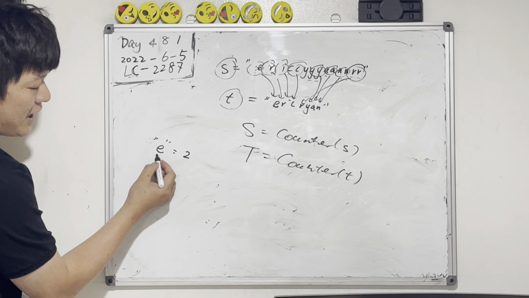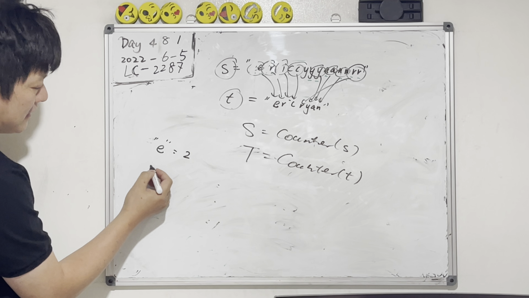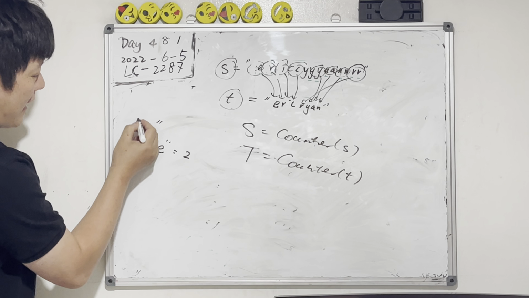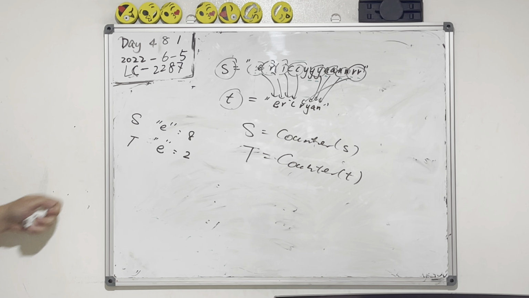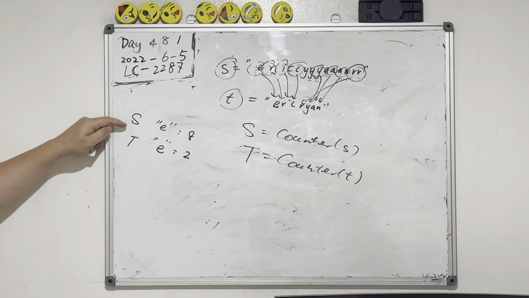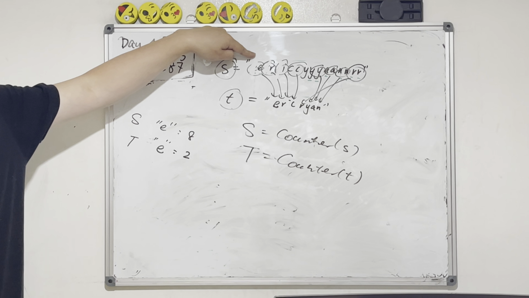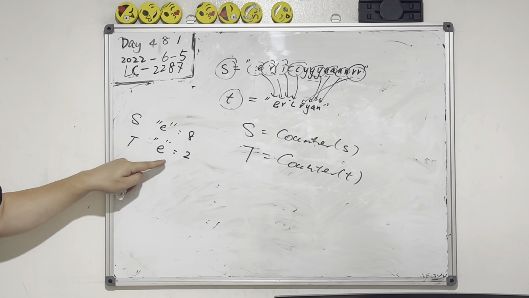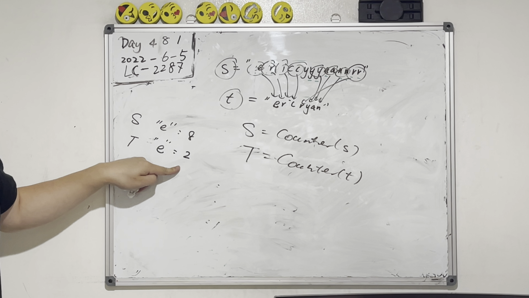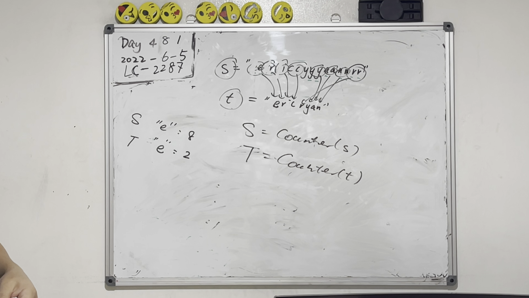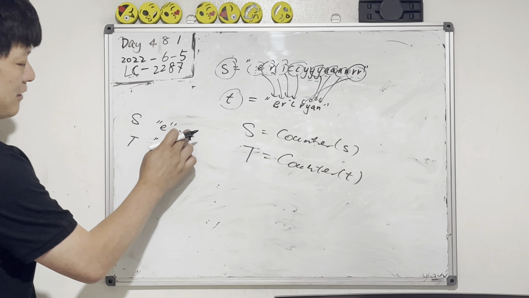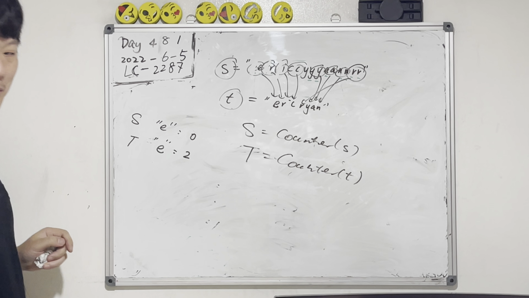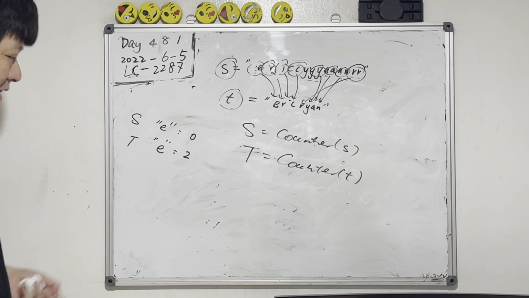So look, E is 2 times here in T, and this is S, this is the target. In S, E is 8 times. So how many copies can we make? If there are 8 times E in S, and 2 times E in the target, how many copies can we make? 4. Yeah, exactly. So Ryan, you mentioned if there's no such letter in S. If this is 0, how many copies can we make? 0. Exactly. Got it?